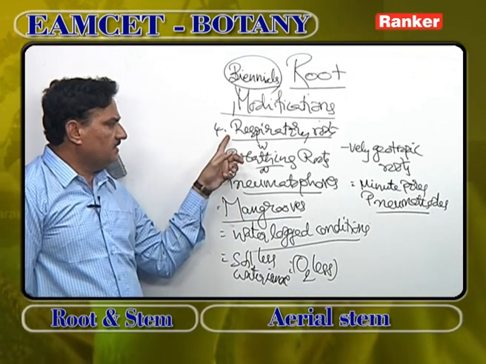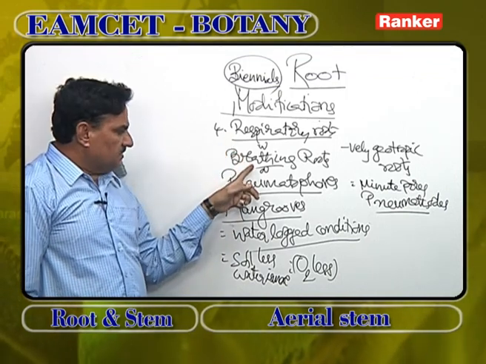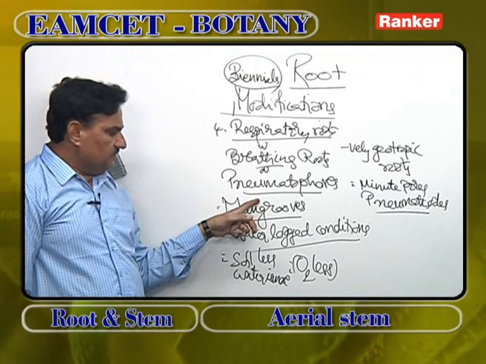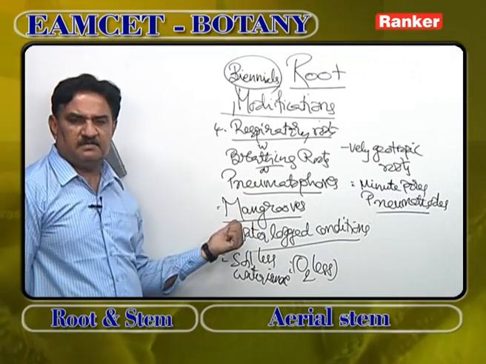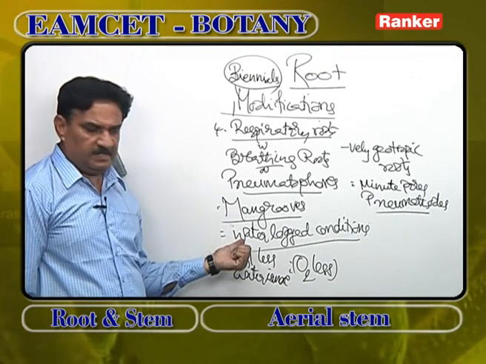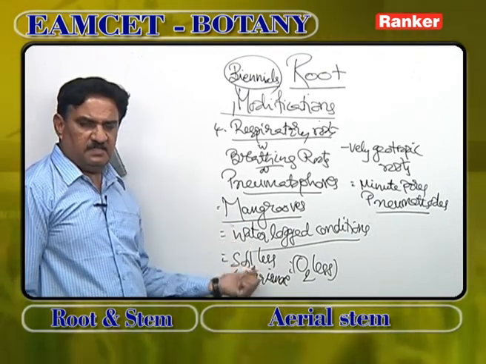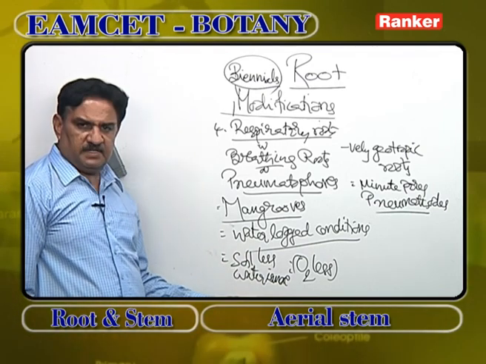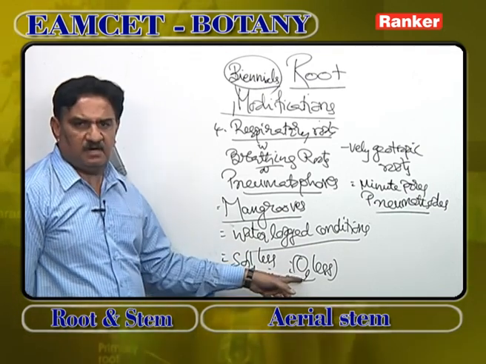I will repeat it again. Respiratory roots are also called breathing roots. They are also called pneumatophores. They are normally found in a group of plants called mangroves. Mangroves normally grow in waterlogged conditions. What is a waterlogged condition? Soil is less, water is more. Whenever water is more, oxygen is less.